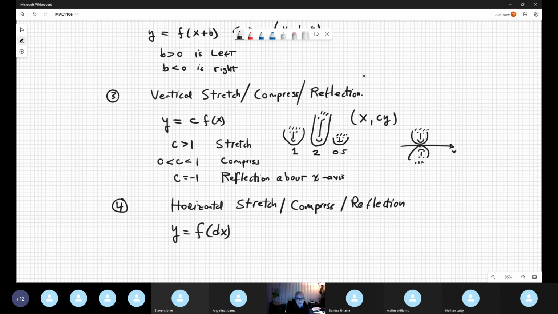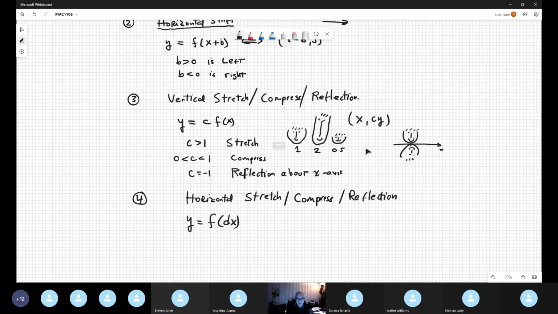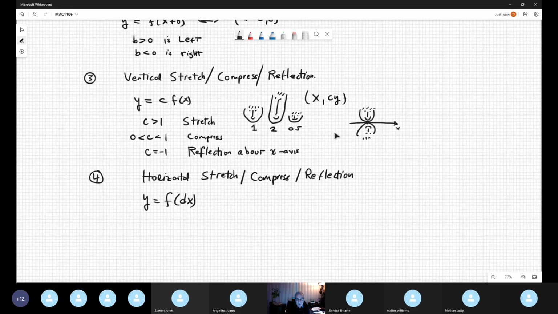Do you see the difference between this and this? You multiply the y by c. That means the multiplier c affects the y part. In this case, you multiply with x. And remember, when it's inside the parenthesis, the operation is the opposite operation.